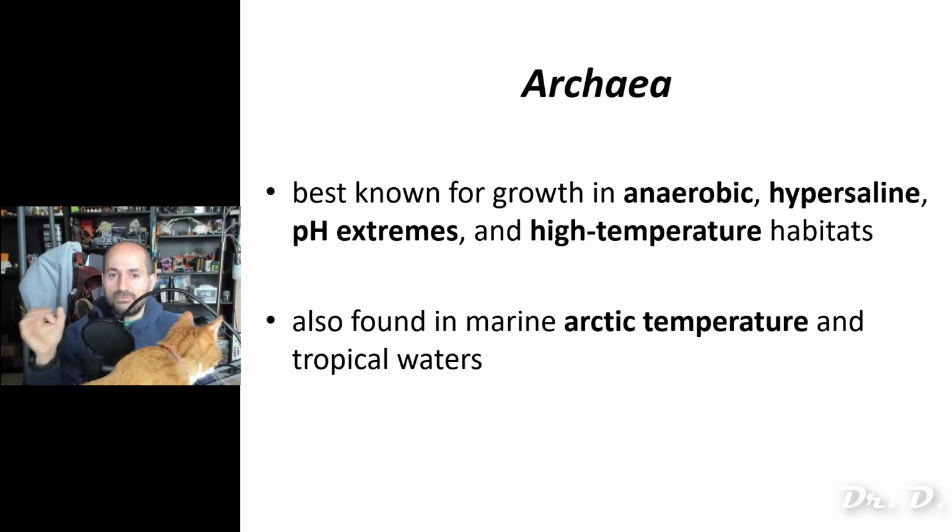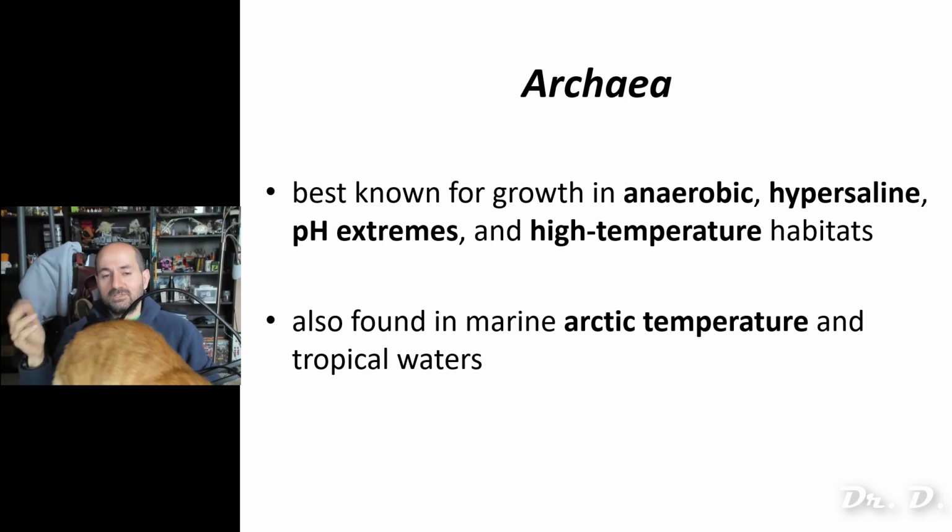So if you look at this, Archaea are best known for growing in anaerobic environments, hypersaline environments. That means very salty environments. They can grow in pH extremes. They could be acidophiles. They could be alkalinophiles. They can be thermophiles, right? They can grow in high temperature habitats. So basically, Archaea are best known for growing in extreme environments, places where humans would not want to venture for the most part. They can even be found in aquatic environments, but also Arctic temperatures, so really cold places as well.